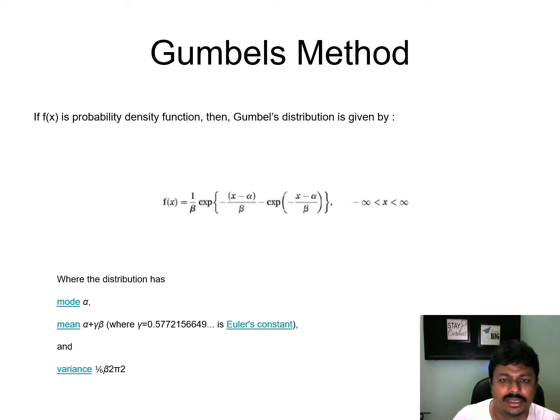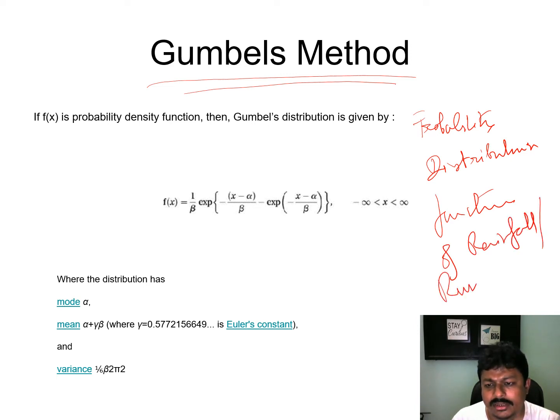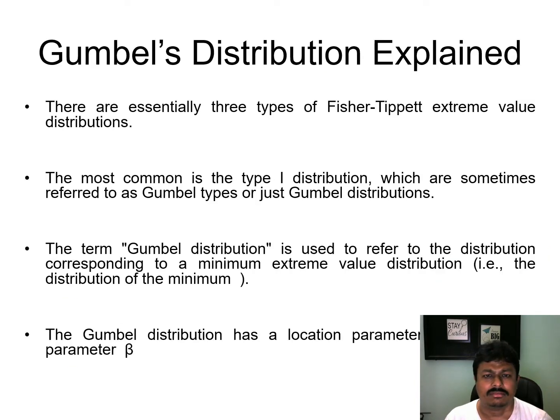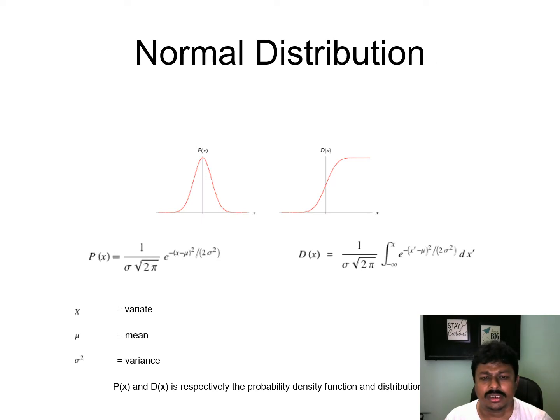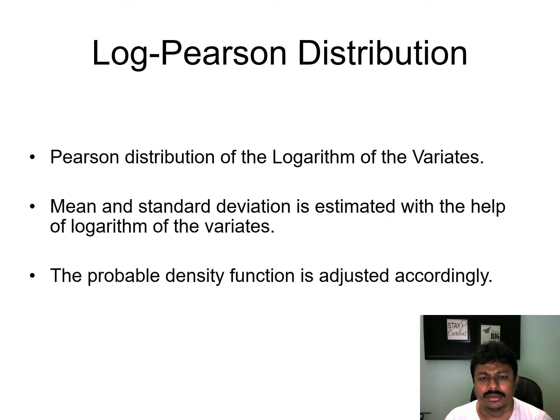So here in hydrology, we generally use some specific methods to determine the probability distribution function of rainfall events or runoff events or any hydrologic events. Now, how to do that? Yes, one method is known as Gumbel's distribution function. There are normal distribution function, log normal distribution function, Pearson type 3 distribution function, log.